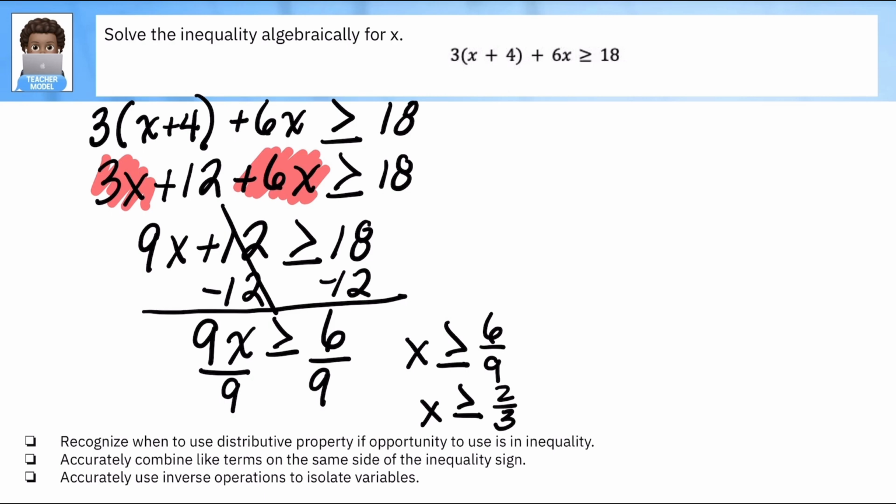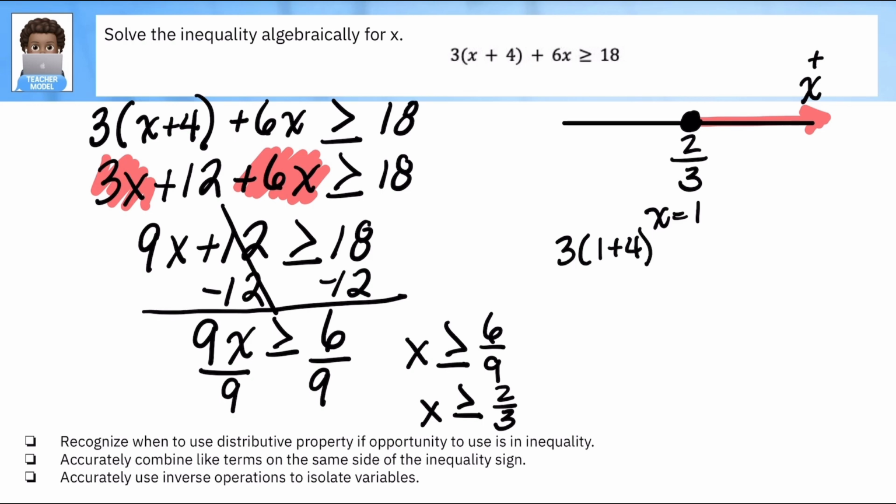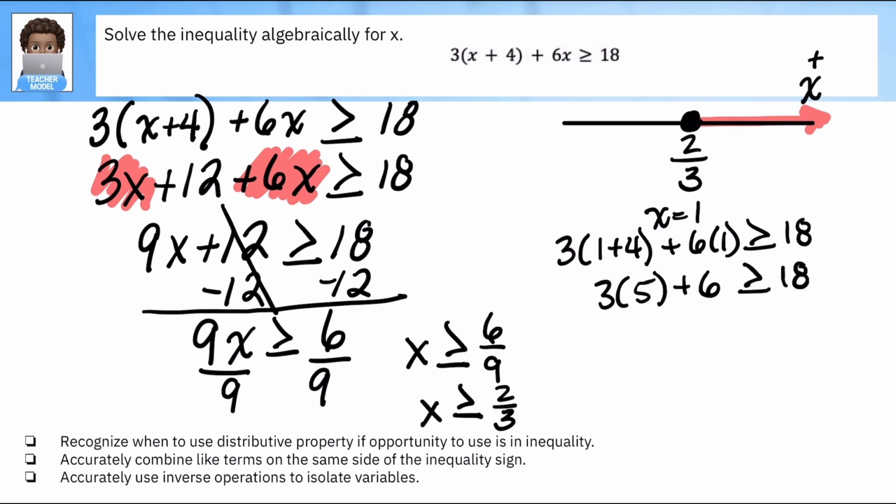Let's try this out. And don't get thrown off just because this is a fraction. Here's our 2/3. And we want x to be all the numbers that are greater. So greater is always on the right. I do want to include it, as it's greater than or equal to. And I want all the values to the right. All right, so why don't we try when x is equal to 1? Why not? Let's do a nice easy one. So I'm going to substitute 3 times 1 plus 4 plus 6 times 1 is greater than or equal to 18. 3 times 5 plus 6. 15 plus 6 is greater than or equal to 18, and this is 21. So this is a true statement. So we are done. We are correct.